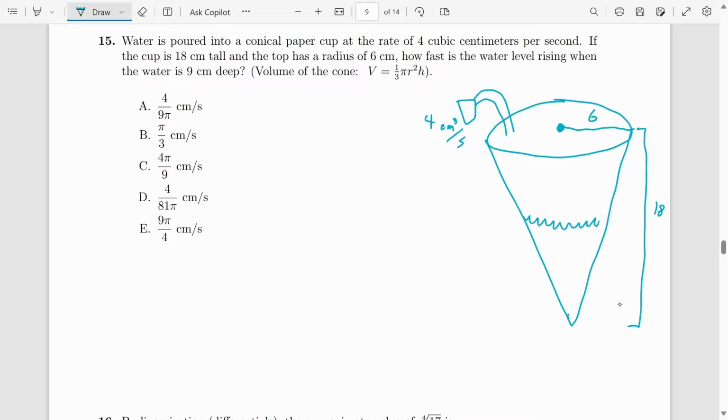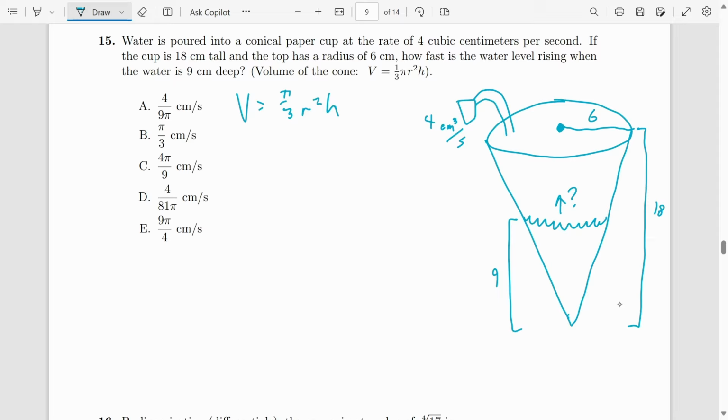So let's do a water level in there when the water is 9 centimeters deep. So at this instant, when the water level is 9 centimeters deep, what is the rate at which it is going up? Oh, and then they give us this complementary volume of a cone function. So I think that's probably going to be the function that we're going to use to deal with this related rates problem, the volume of the cone. So let's just rewrite it. Volume equals pi over 3 r squared h.